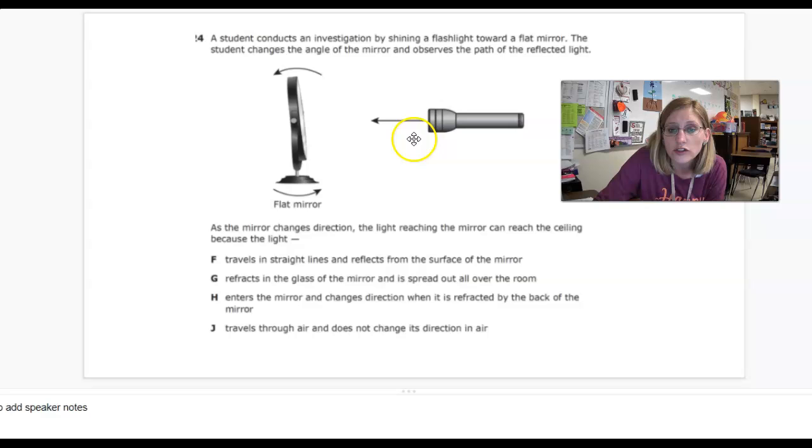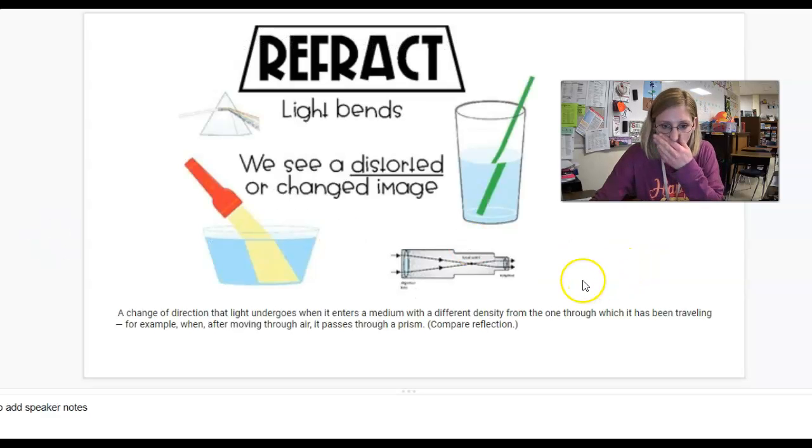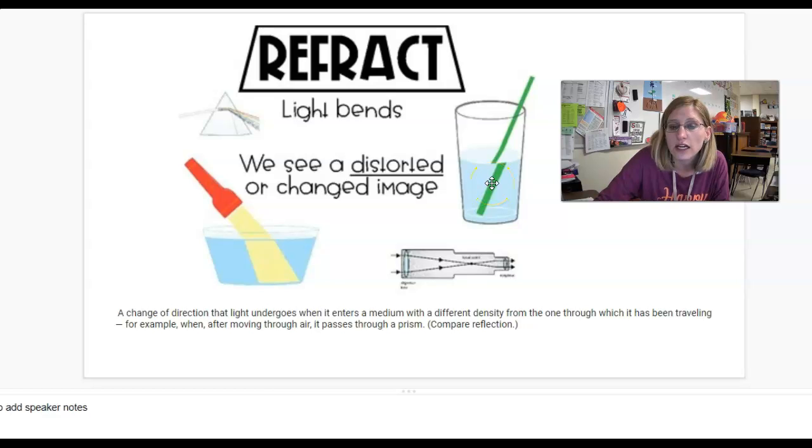So light always travels in a straight line, and then on a mirror, it will reflect. So it will reflect to whatever direction you change this mirror. So F is 100% correct. Good. And then refraction would be where it bends to the direction, so it always makes the light look bigger.